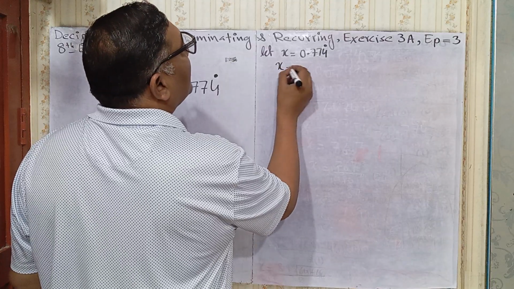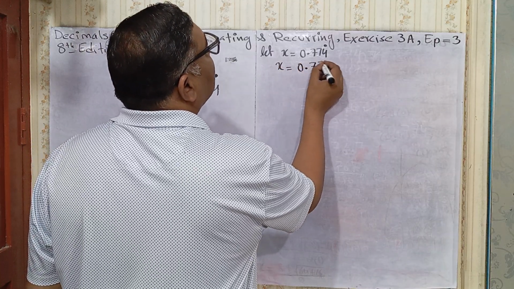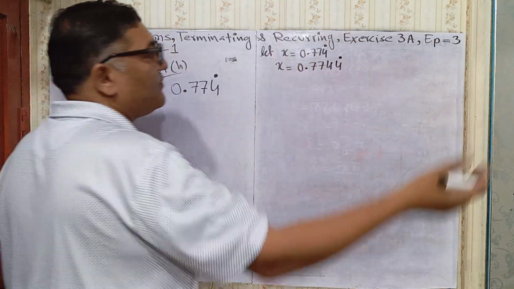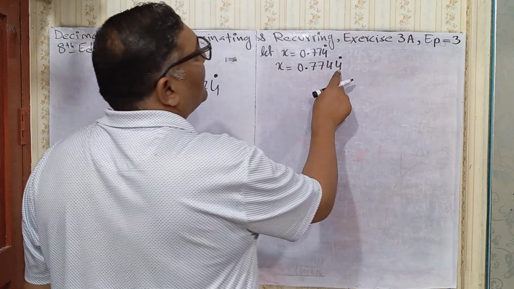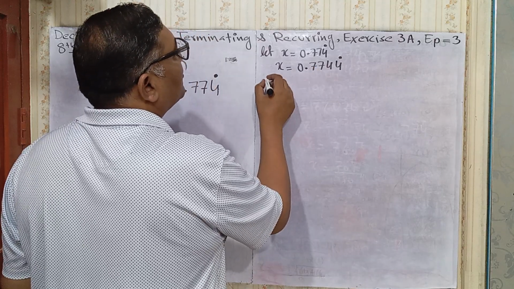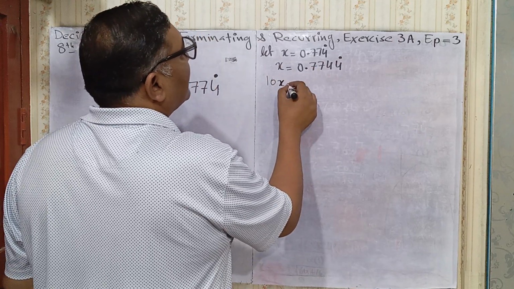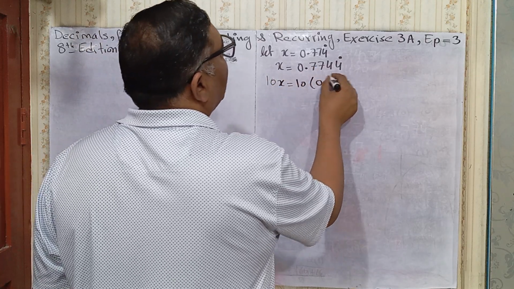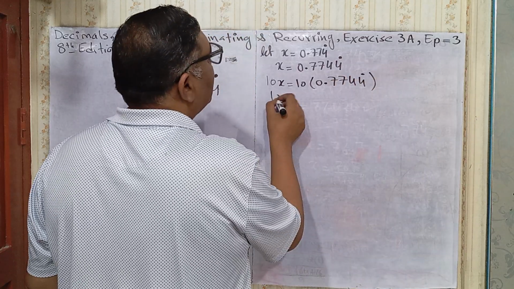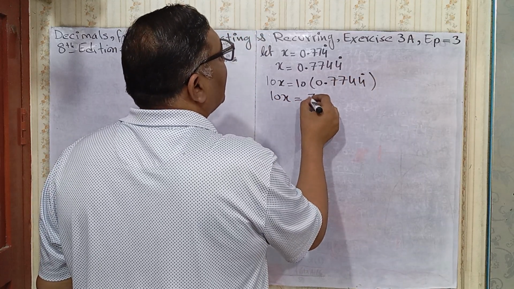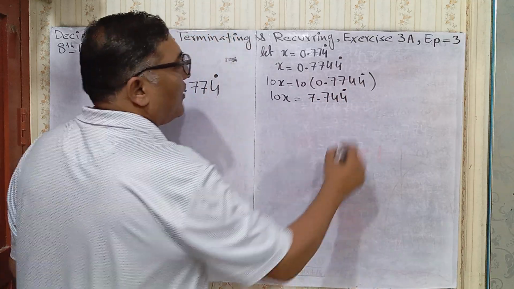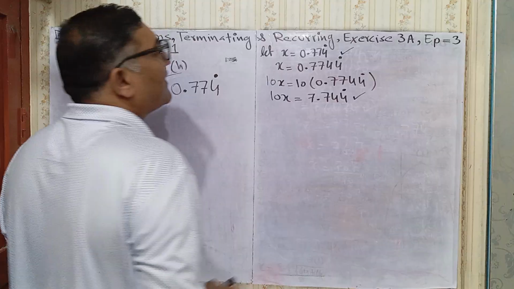So x will be equal to 0.7744 with 4 recurring. So I want to bring this to the third decimal place. For that purpose, I will have to multiply both sides by 10. So 10x equals 10 into 0.7744 recurring. Okay, so this becomes 10x equals 7.744 recurring. Okay, from this one, you subtract this one.